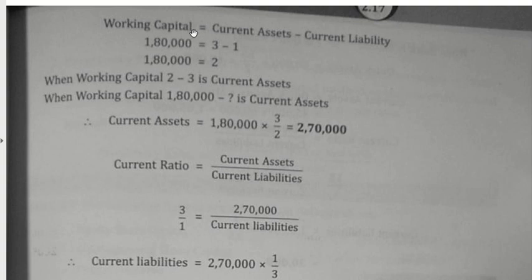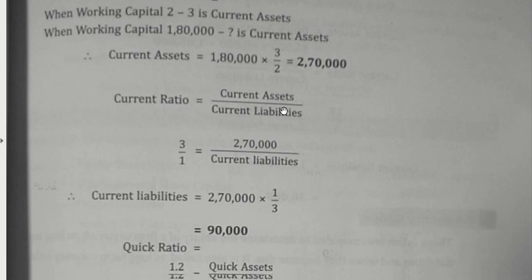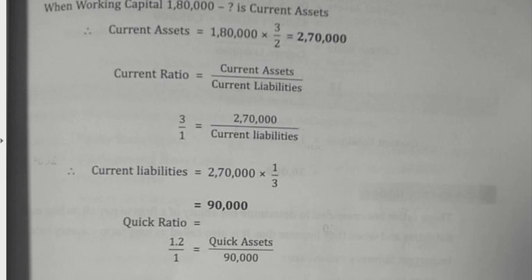Wherein working capital is what? Current assets minus current liabilities. The current ratio is 3:1. So 1,80,000 is equal to 3 minus 1. 1,80,000 is equal to 2. So when working capital is 2, your current asset is 3. When working capital, which is given as 1,80,000, we do not know what is your current asset. Cross multiply. You get to know your current assets to be 2,70,000.